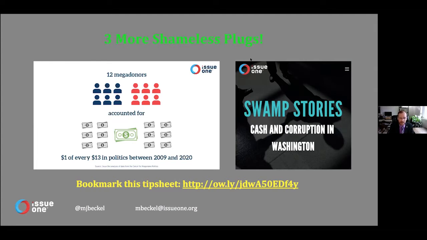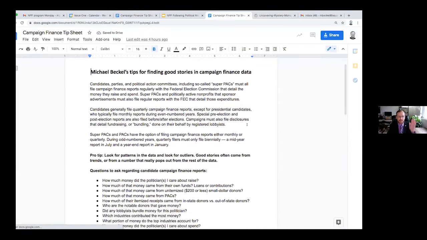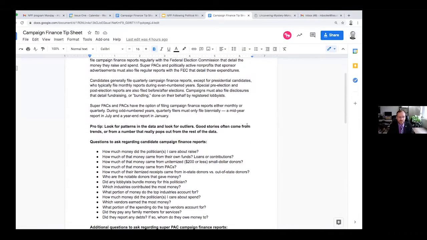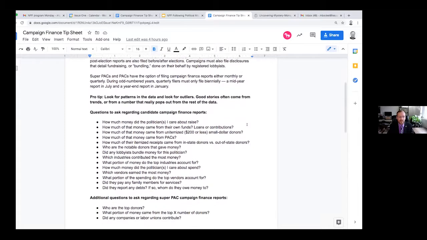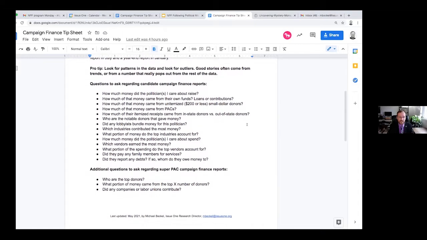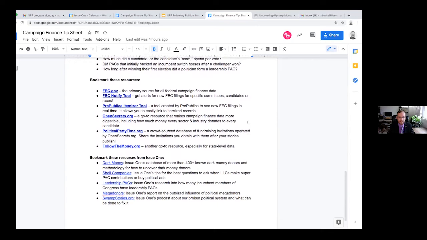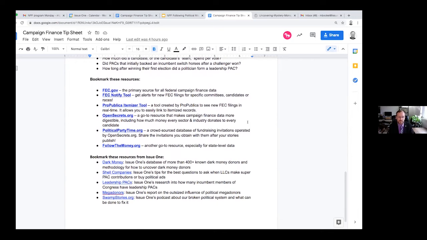And lastly, as Chris mentioned, I put together a tip sheet that's got a couple dozen different questions that I recommend asking when you are looking at campaign finance data. Some great questions to ask about candidates, some great questions to ask about super PACs. And I know that you've talked about some of these tools earlier today: the OpenSecrets website, the Follow the Money website, the FEC's website, and a couple other really great resources. So with that, I think my time is up, but I look forward to your questions later in the presentation.